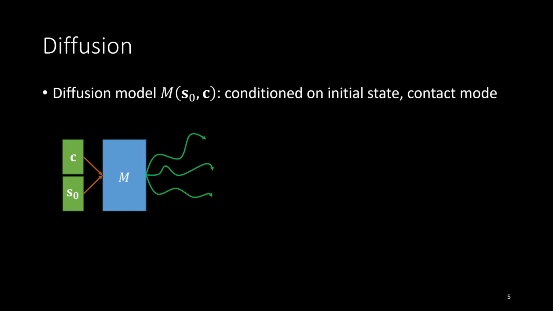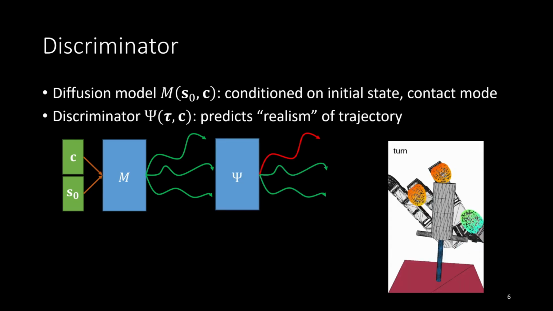We train a diffusion model conditioned on initial state and contact mode. The diffusion model can sometimes output unrealistic trajectories, for example not having the thumb and middle fingers in contact in this turn mode. We train an additional discriminator to predict the realism of a trajectory to be used in our search.